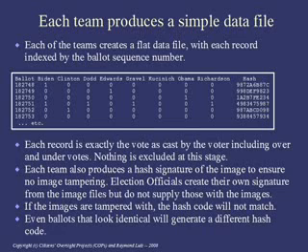Each record is exactly the vote as cast by the voter, and nothing is excluded. So you want to put down just exactly which bubbles were filled in or not filled in, and that's all. Each team, as I said, produces this hash signature of the image, and the election officials create their own signature from the image files, but they don't supply those with the images. This allows you to check whether the images have been tampered with. Even if the ballots look identical, they will most likely generate a different hash code. Very, very rarely do you end up with the same number, even if the image looks identical.